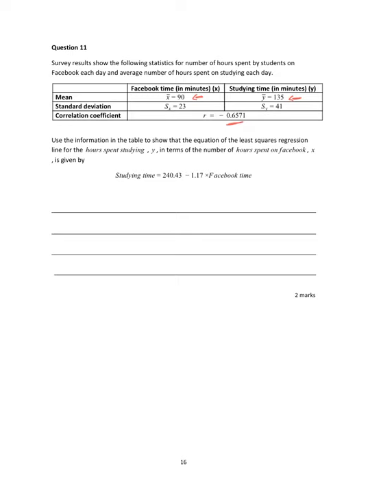But we'll see what the question says. Use the information in the table below to show that the equation of the least squares regression line for the hours spent studying Y in terms of the number of hours spent on Facebook X is given by. So we've got that equation there. We know what the values are. We've just got to show it. So we need to find the slope, and we need to match up to this 1.17. And we need to find this intercept. If you're ever doing statistics, guys, you do have to do it in order. So you need to find the slope first, before you can find the intercept.